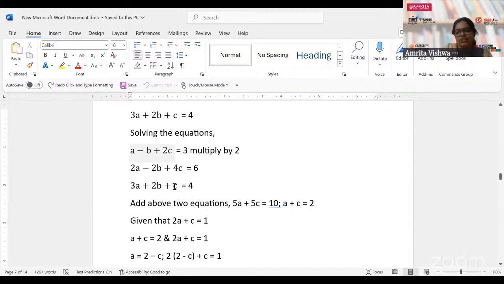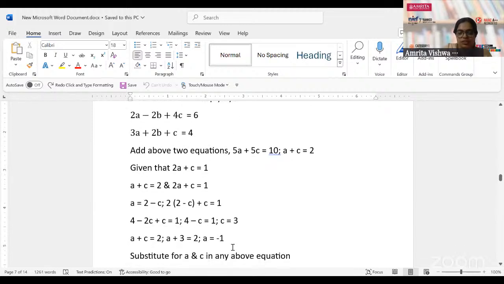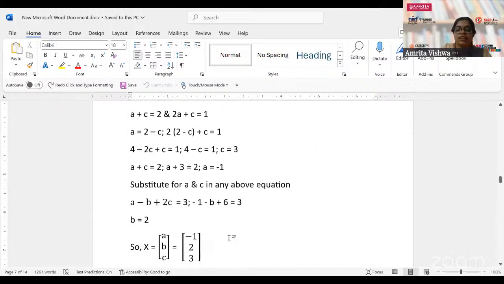I've initially solved them. Then I got something like A plus C. There was a relation between something like A plus C equal to 2 and 2A plus C equal to 1. I substituted it and I got C equal to 1, and then A is equal to minus 1. If I have both the values, I can resubstitute and find the value of B. So it's going to be minus 1, 2, and C.